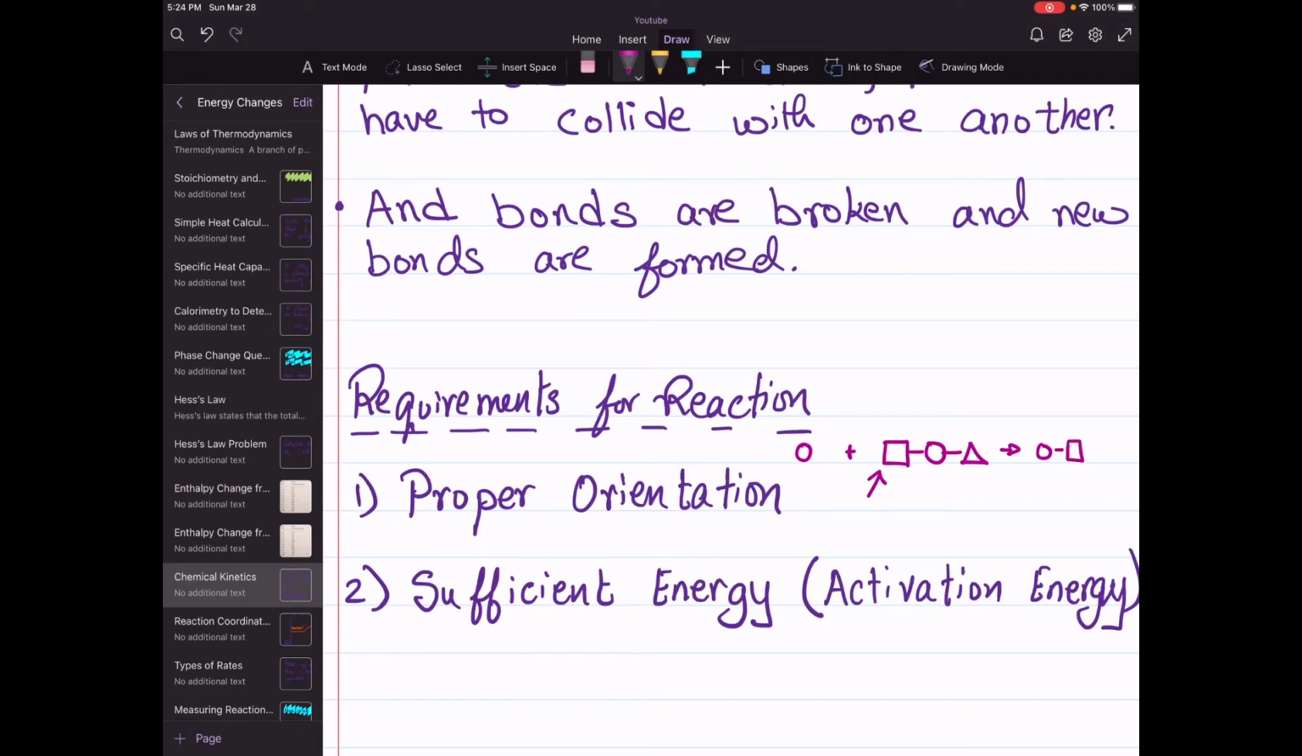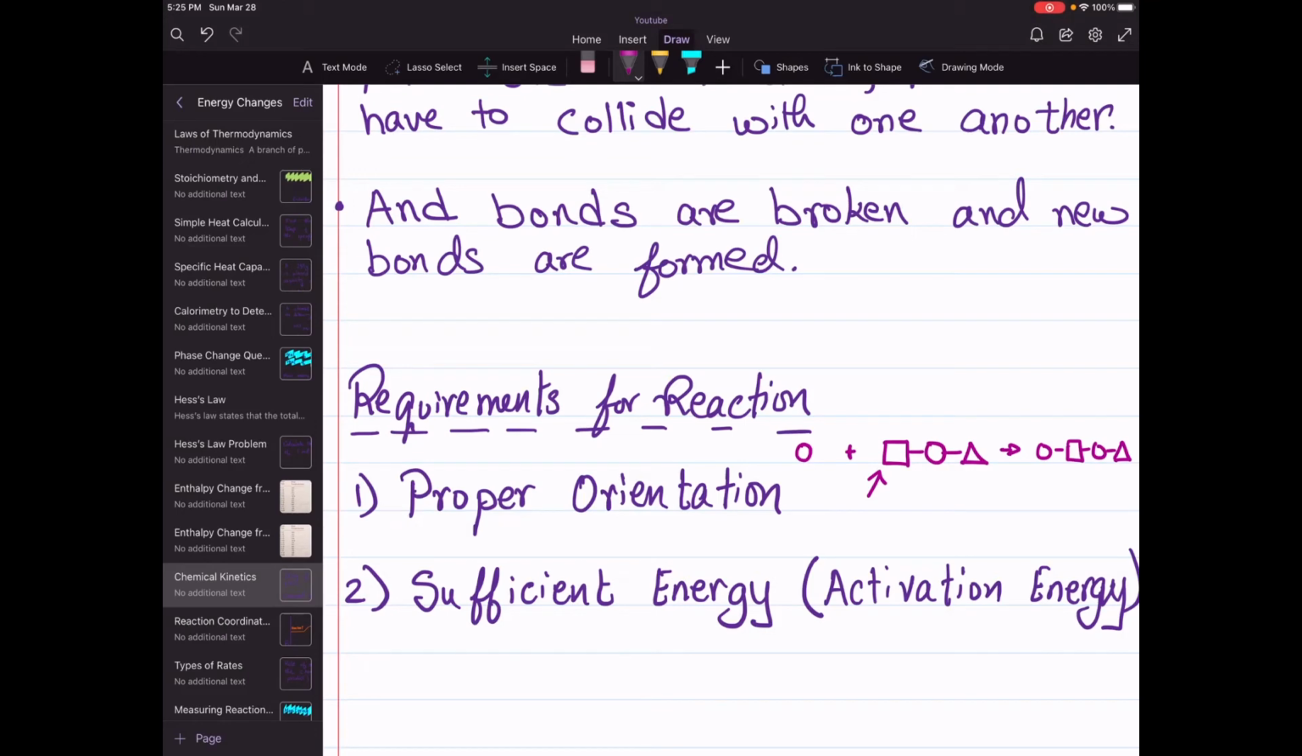I'm trying to give you a simple example because we're trying to understand the concept here. So that's our product. To make that product, the circle has to come and hit the square. Right? Now, if it comes and hits the square, that is the proper orientation because that's what is going to help us to make that product. On the other hand, if that circle goes and hits the triangle, that is not the right spot, and therefore no reaction will happen because it is not going to produce our product, right?